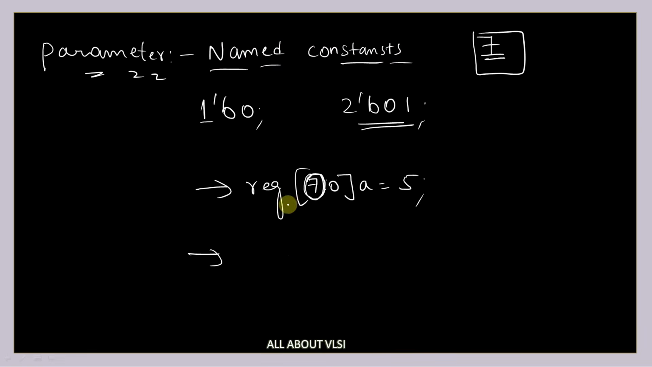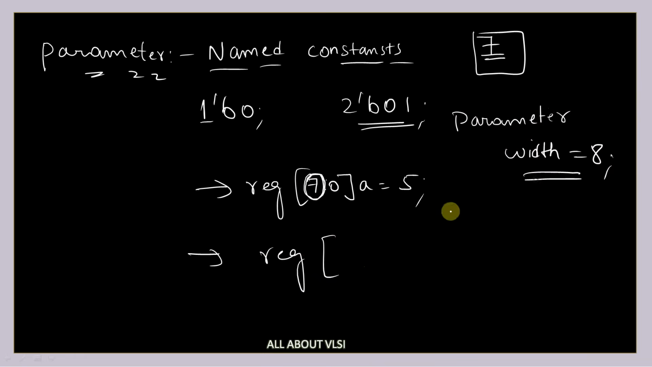Now, what we are going to do is simply write reg. Instead of writing this number 7, I'm going to declare a parameter: parameter width = 8. Now here I'm going to write [width-1:0] a = 5. So instead of writing this number 7, I can use this parameter width. Please remember this is not a variable, it's an alias, or an alternate name for this particular constant number.